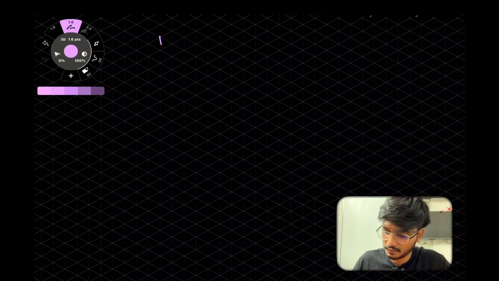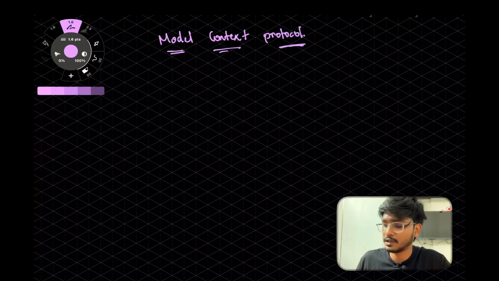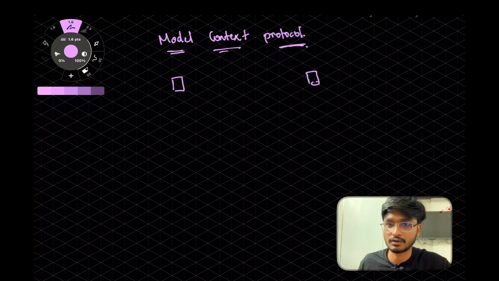MCP stands for Model Context Protocol. In simple terms, let me give you an example. Let's say you love a hotel and you only have food from that hotel. But the sad thing about that hotel is it keeps moving from one place to another. Let's say it's here today, and the next day it will move from here to here, and you won't know where it is, right?